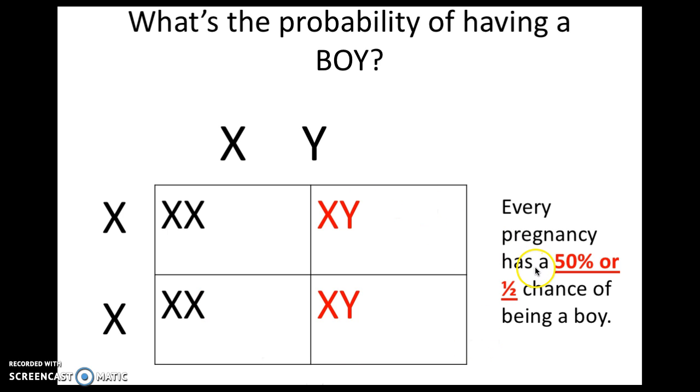You have a 50-50 chance every time of having a boy. So just because you happen to have all girls, that's totally fine, but it's 50-50 with every pregnancy.